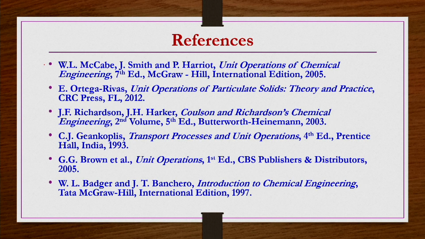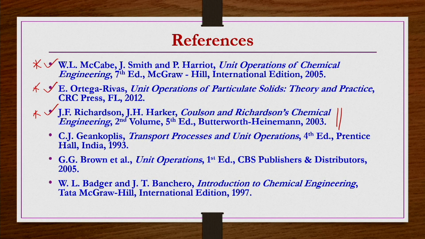Primarily the details that have been discussed under the size reduction equipment have been taken from these 3 books. The majority of the information is taken from McCabe and Smith and then Richardson and Harker. Some details and some figures have also been taken from Ortega Rivas. However, for additional information about different types of industrial size reduction equipment, one can go through Richardson and Harker, that is Coulson and Richardson's Chemical Engineering 2nd volume.